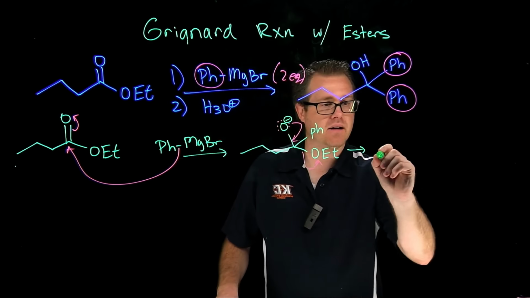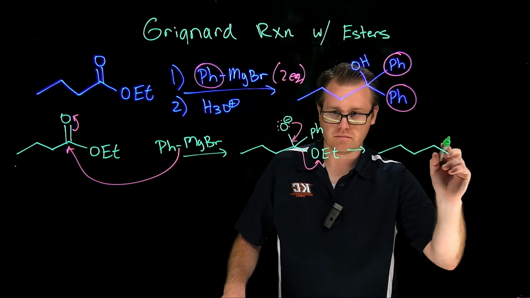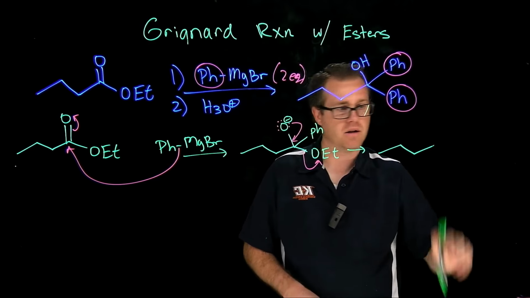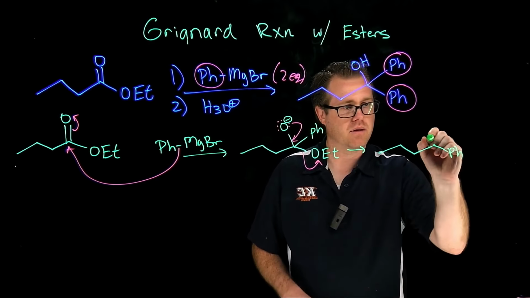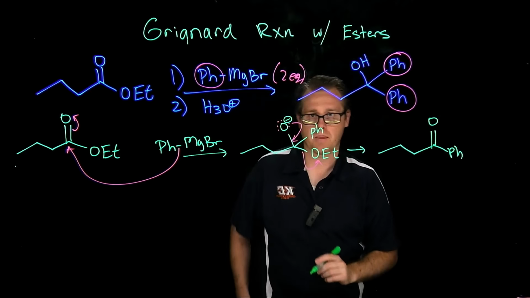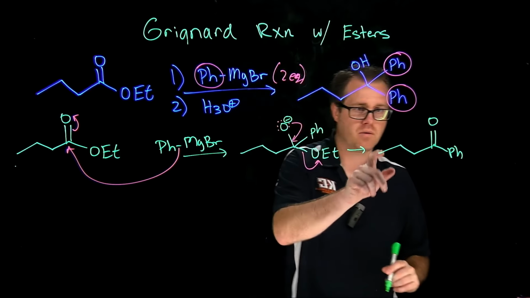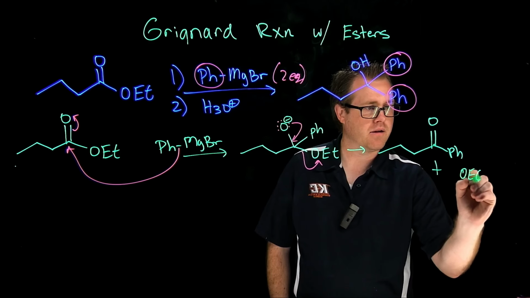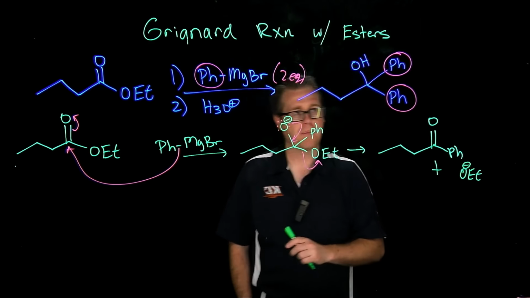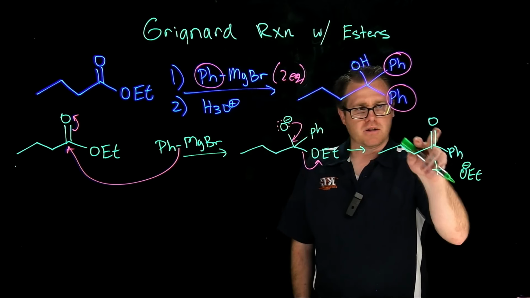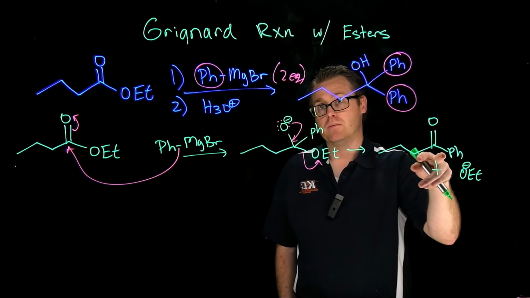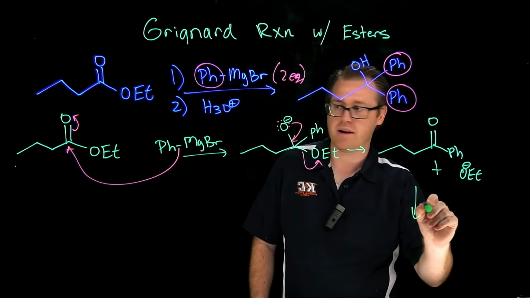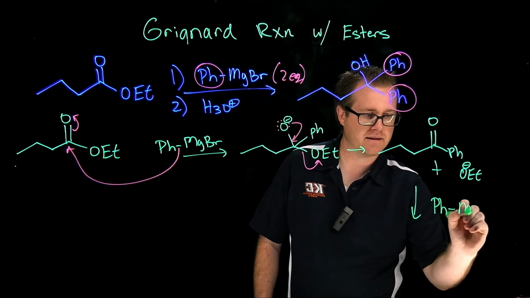And when that kicks that off, what do we have here? Let's not add any carbons here. Well, there we go. 1, 2, 3, 4, 1, 2, 3, 4. And then we would have our ethoxide floating around, right? Now just look at that. That is a ketone. And so since we have excess Grignard present, it's going to add the second time.